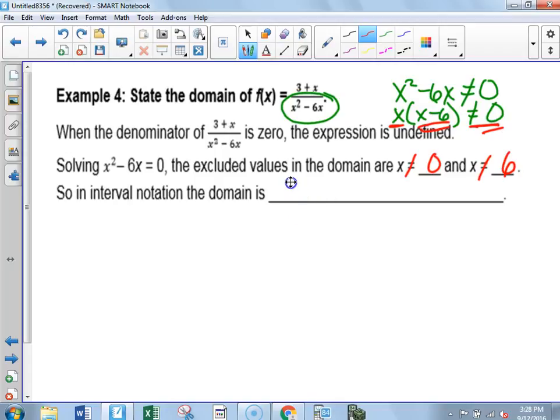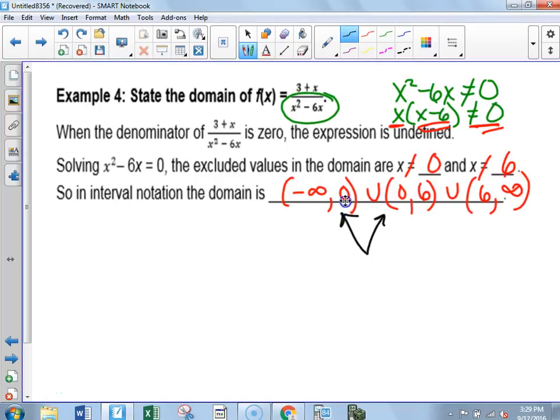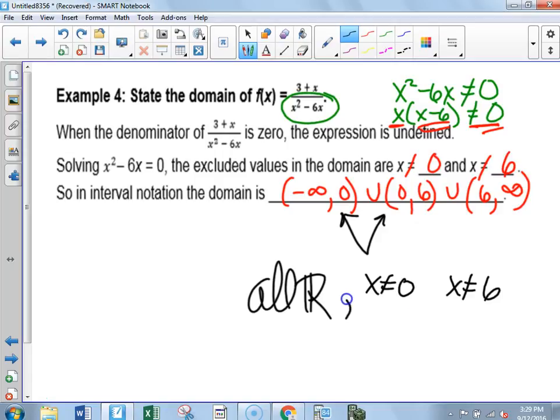In interval notation, I would say everything from -infinity to 0, everything from 0 to 6, and everything from 6 to infinity. Now, students struggle sometimes. The fact I've written 0 twice, it isn't included in either one of those, right? Soft on both ends. So this means x cannot equal 0, x cannot equal 6. So sometimes later on we will write all real numbers except x cannot be 0 or 6. But in interval notation, this is what it would look like.